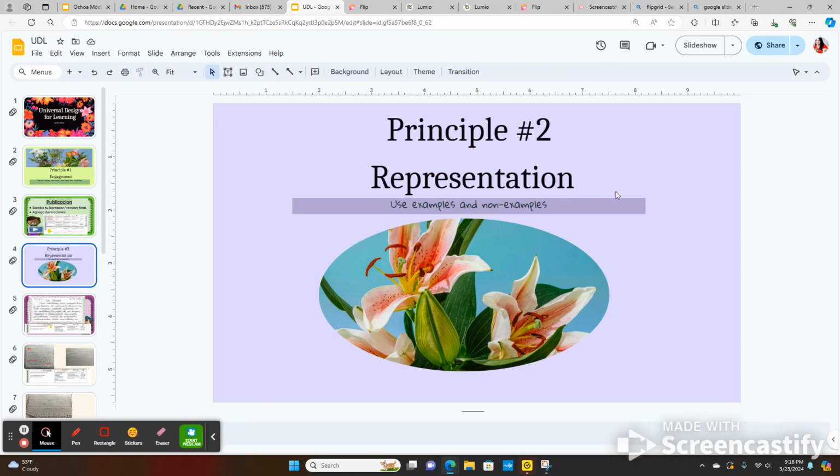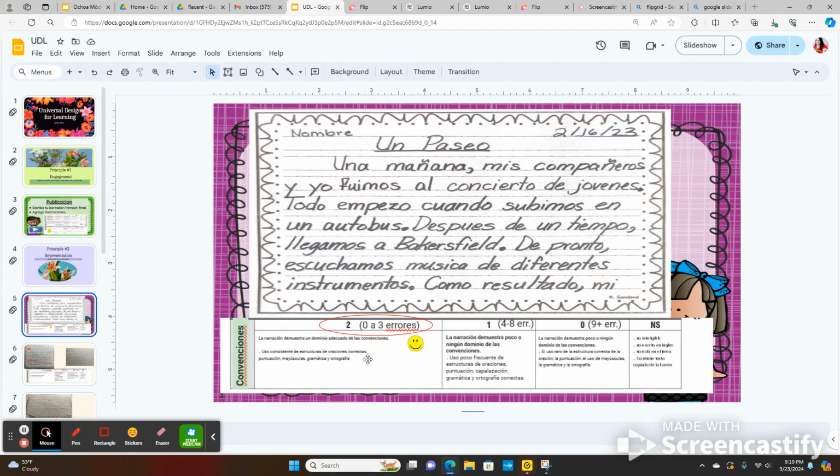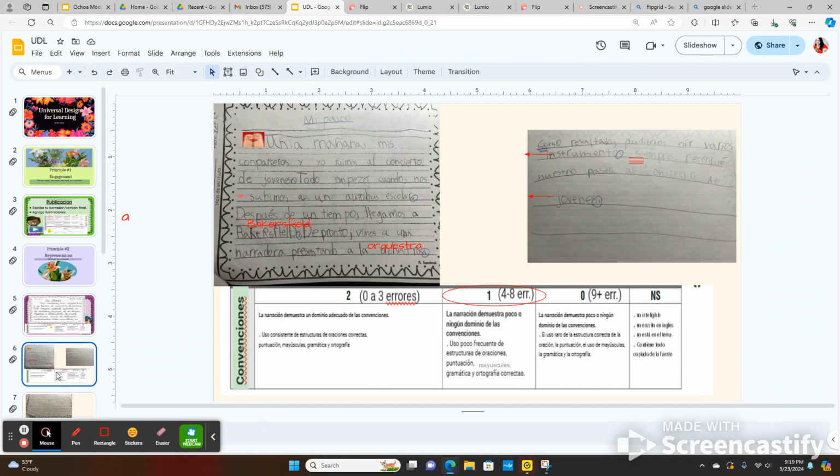Principle number 2, representation. Use examples and non-examples. In the past, I would only provide a great example. It was the only example they would get. They would not get a non-example. Now I am providing a non-example and what a one looks like. And so we look at punctuation, grammar, spelling, and structure.